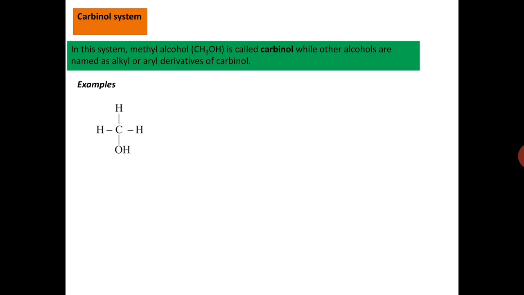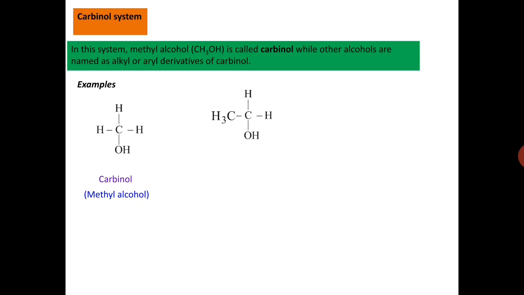The next one, the carbinol system. In the carbinol system, methyl alcohol is called carbinol, meaning the carbon to which the OH group is attached is called the carbinol carbon. For example, here we write the structure of methyl alcohol, therefore it is carbinol, a methyl alcohol.